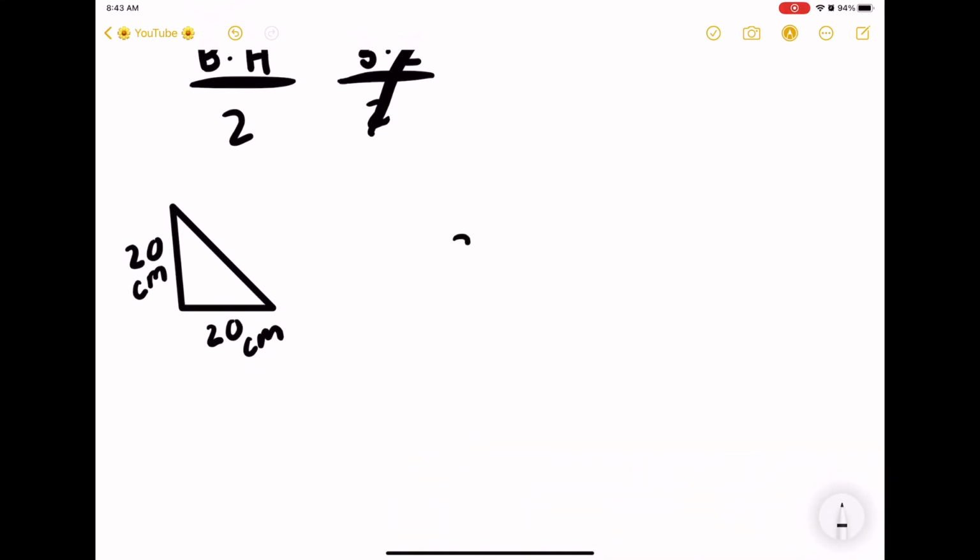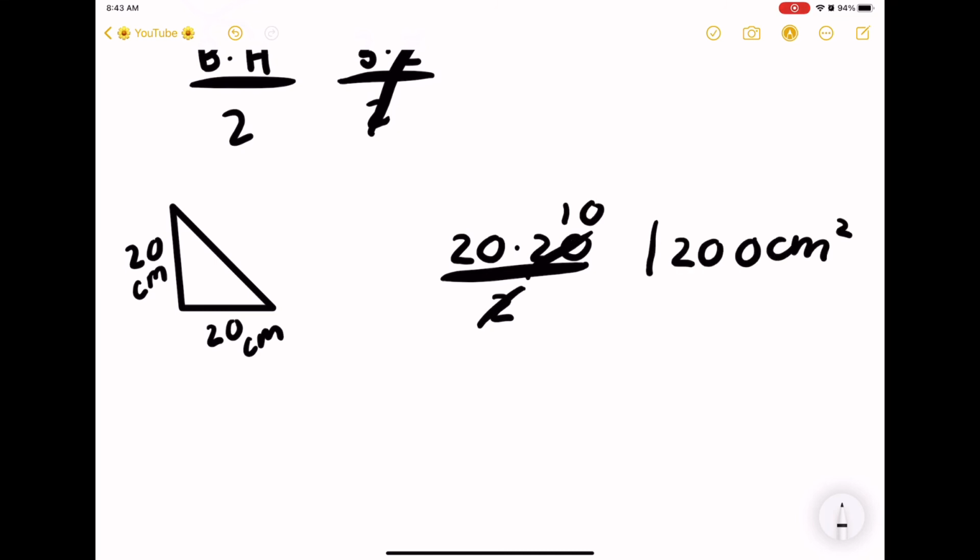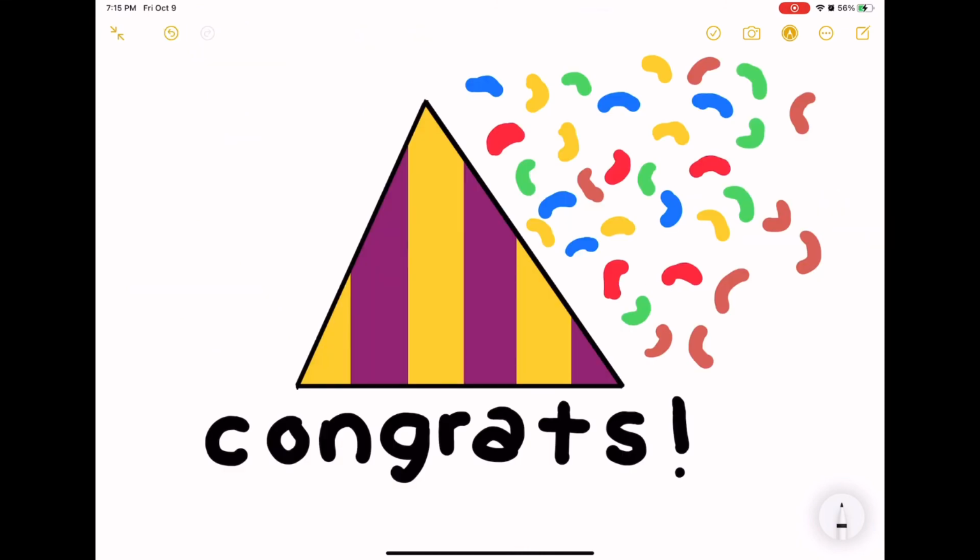And for the last one, we could also use the trick, so we'll have 20 times 20 divided by 2, then we'll have 20 times 10 when all simplified, and the answer is 200 centimeters squared.